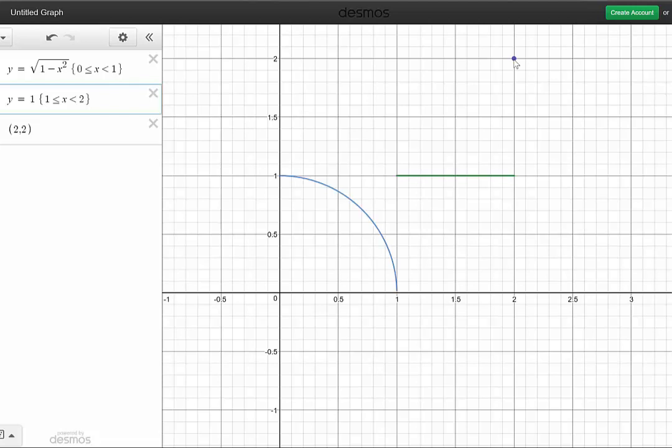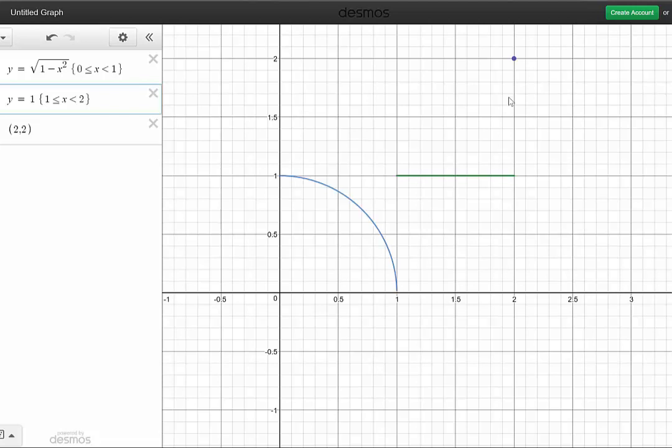So let's go to part C. At what point C does only the left-hand limit exist? We're looking at the limit as x approaches 2 from the left-hand side. So we're going this way. And we see that as x approaches 2, the limit is equal to 1. Because the function has no domain to the right of this point, we can say that the point C equal to 2 is the only point where the left-hand limit exists.